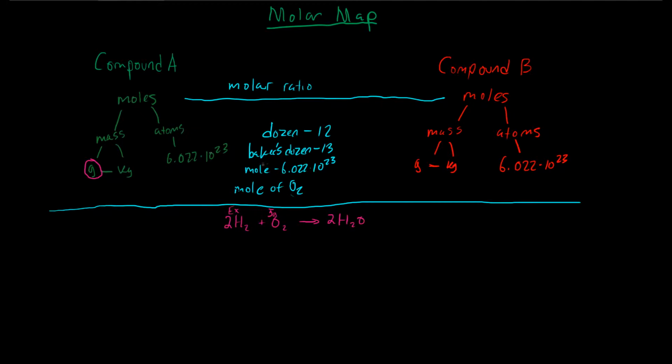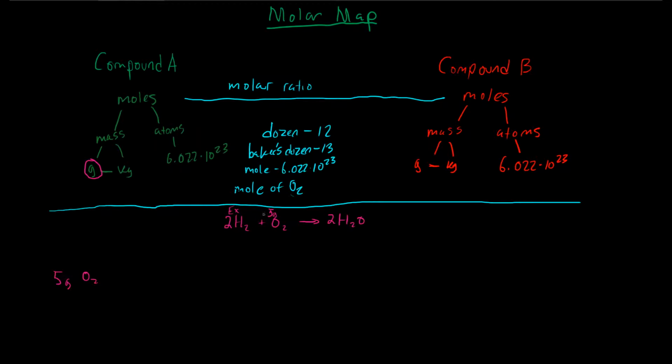And so to go from however many grams of O2 we have to however many grams of H2O we're going to have after the reaction occurs, we have to go from grams of O2 to moles of O2, use the molar ratio to go to moles of H2O, and then the grams of H2O. So we're going to write out what's given. We're going to have 5 grams of O2.